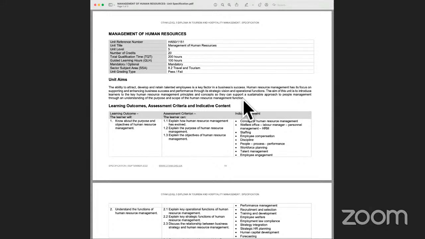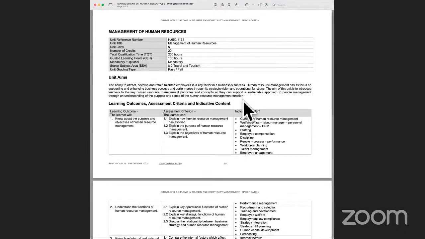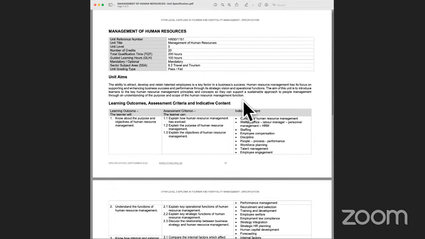So we're starting learning outcome 2 today, which is under the unit Management of Human Resources. Last week we covered the first learning outcome, which was to understand the purpose and objective of human resources. In that, we broadly looked at the evolution of HR as a subject, as a discipline.